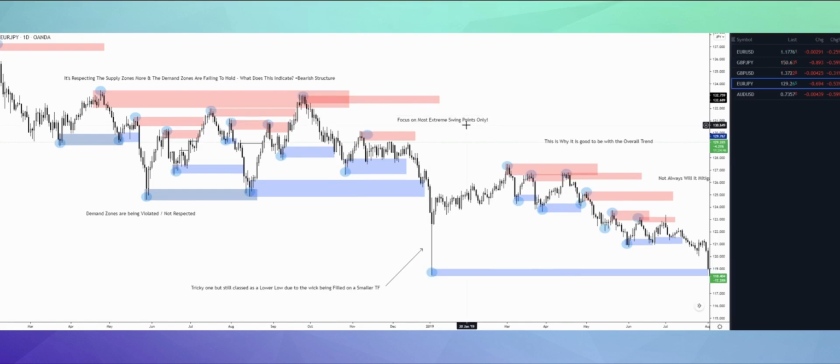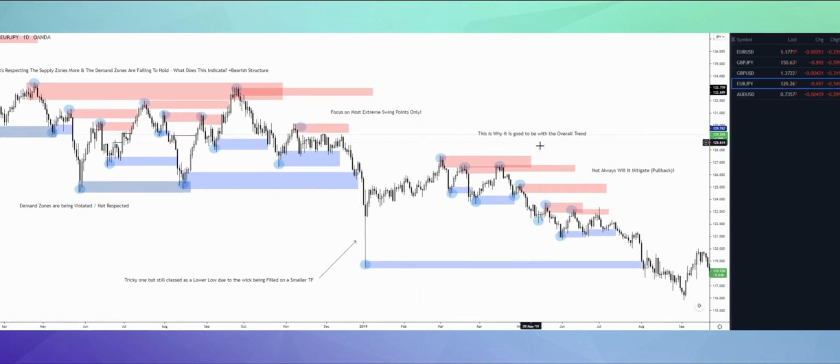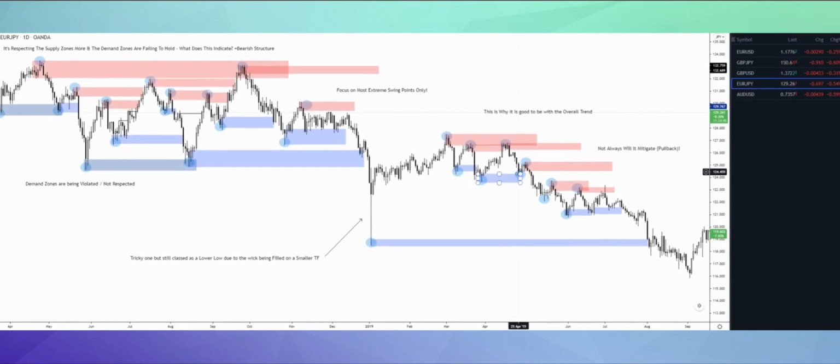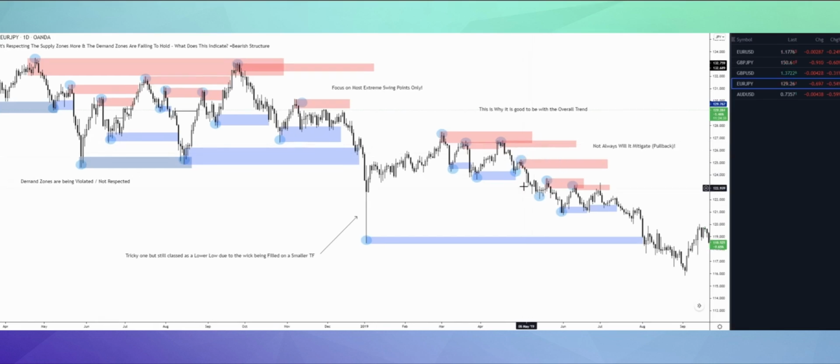So as you can see, focus on most extreme points. This is why it's good to be with the overall trend. Not always will it mitigate or pull back, so you must understand that not always will it pull back. Okay, so as you can see here, this is a valid supply zone. What happened? It didn't even pull back, but it broke a structure and created a new range.